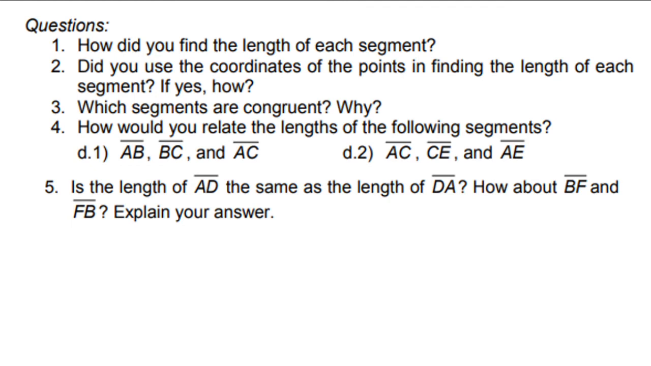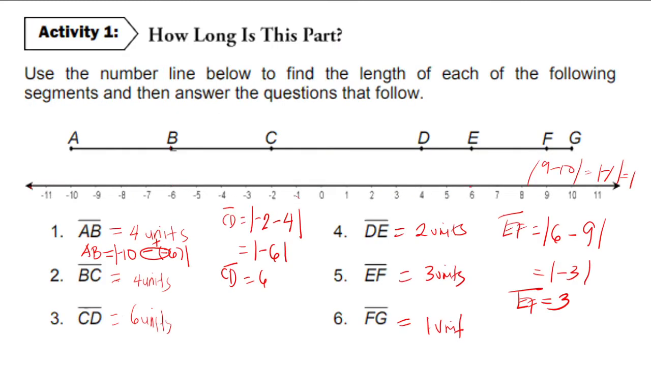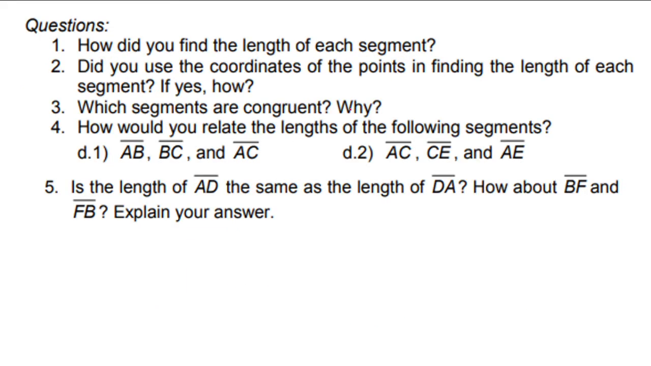The first one is by counting the number of units from one point to the other point. Ginawa natin kanina. So, from point A to point B, count mo lang. 1, 2, 3, 4. So, by counting the number of units from one point to the other point using the number line itself.